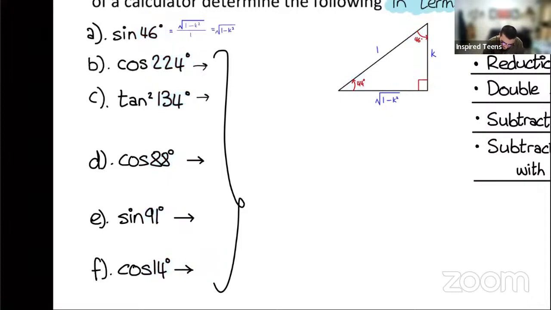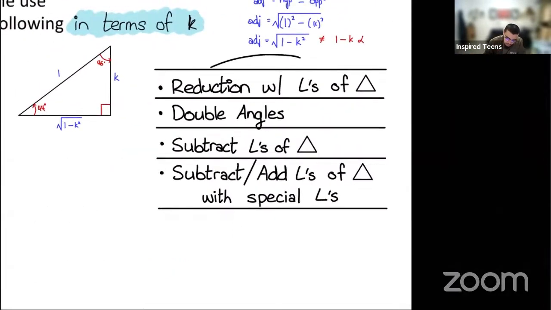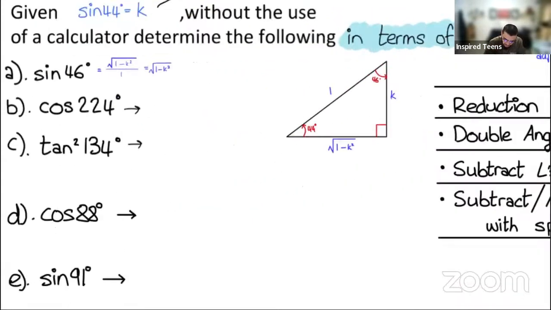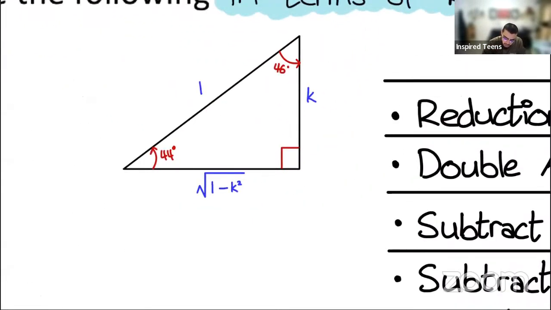So with these complicated ones, there is some simplification that needs to take place, and that's what this helps with. How do you simplify this before you can get to your answer? The first step, you should do it in this order, right? You should always try to see if you can do reduction with the angles of the triangle. So what does that mean? That simply means that you want to reduce.